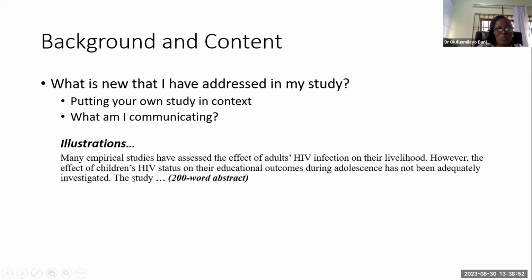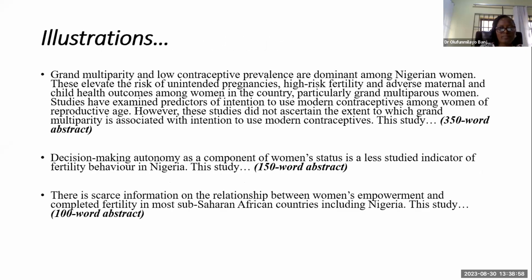So now we move on to the objective. That is the first illustration in a 200-word abstract. The second one is a 350-word abstract. And you have more than enough words as the background to situate your own study.